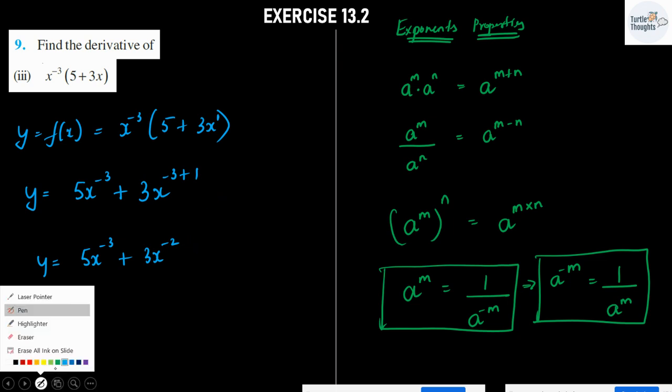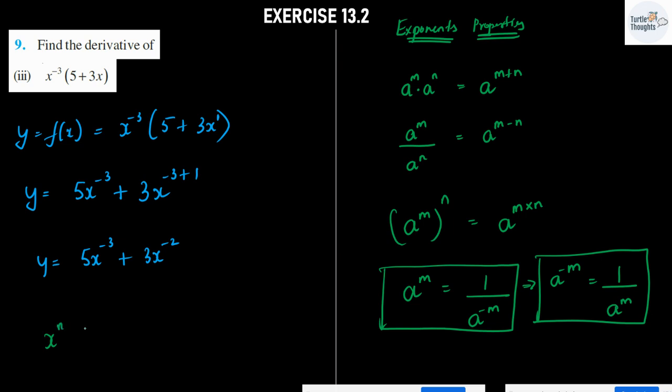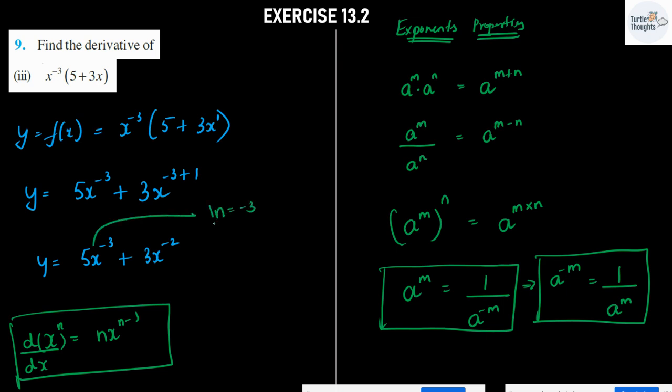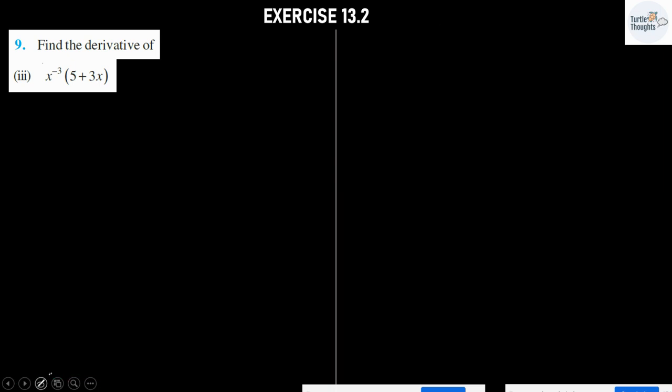Now I can use the power rule. Power rule says that the differential of x raised to the power n is given by n x raised to the power n minus 1. In the first case, the value of n is equal to minus 3. In the second case, the value of n is equal to minus 2. 5 and 3, however, are the constants. So I will be writing over here y is equal to, let me make a note of the question so I need not go back to the previous slide again and again, 5x raised to the power minus 3 plus 3x raised to the power minus 2.